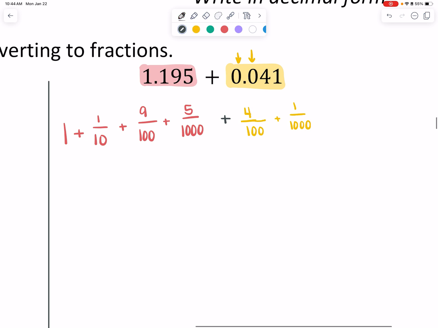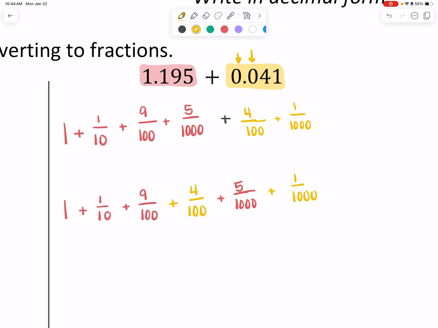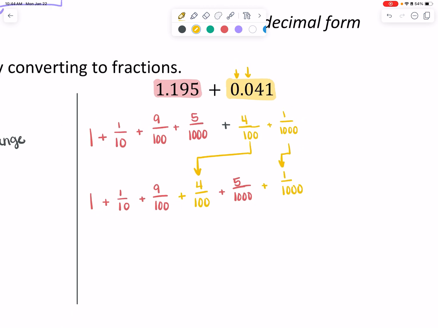Rearrange, put my like denominators and the whole numbers together. Well, in this case, there's only one whole number, and there's only 1 tenth. So that is going to stay up at the front, and then I'm going to bring in those back fractions to put them with their like denominators. And this is just the commutative property. It says that I can rearrange stuff and not change the value. Okay, so I put that one there and that one there. Everything else kind of just shifted back to make room for these other ones.